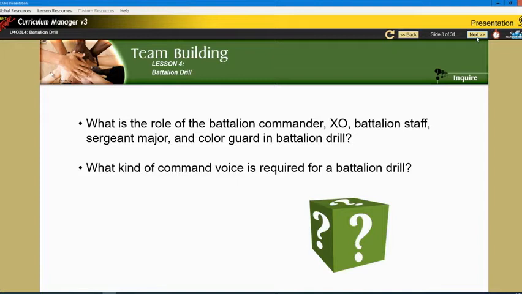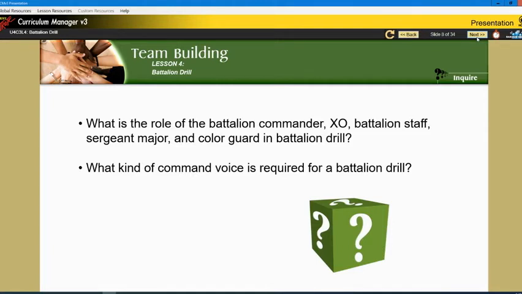The sergeant major's job is to make sure the battalion staff stays in alignment. They are marching properly. They stay in step. And double check on his first sergeants. And the color guard, you know, they always lead because we always end up in a parade.